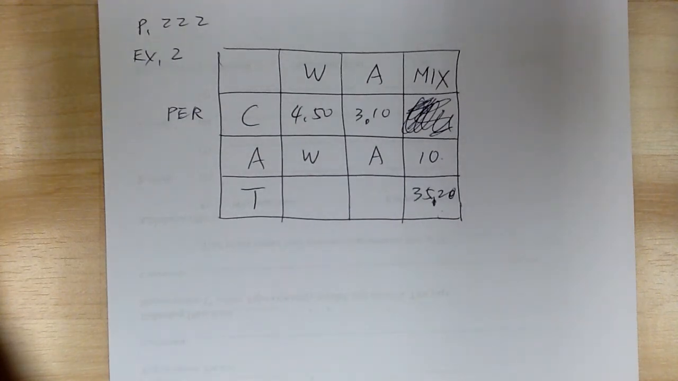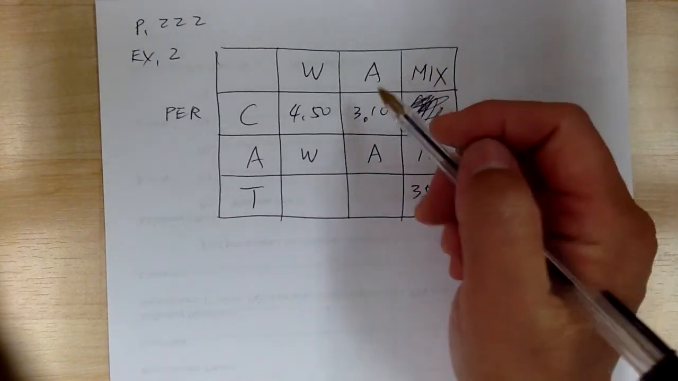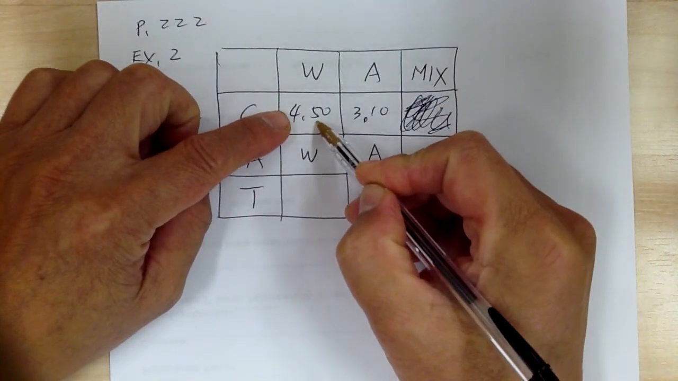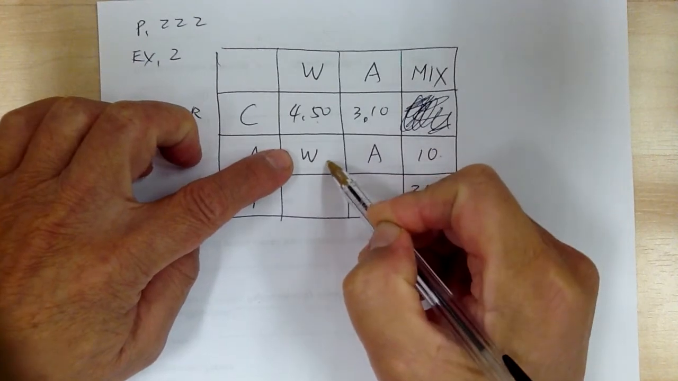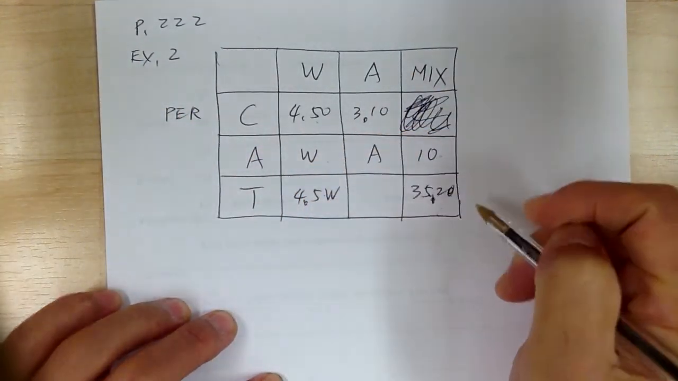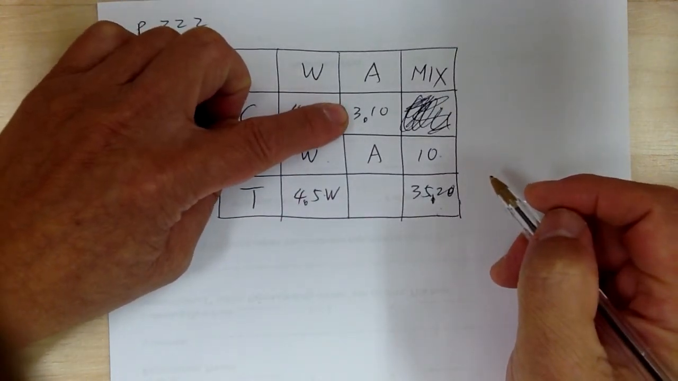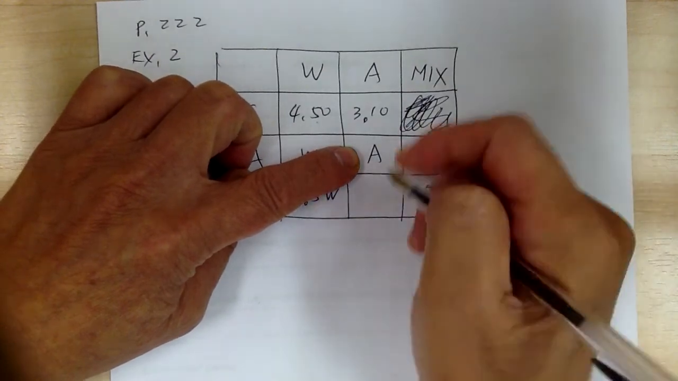So now your next step is to finish up the table. Again, you got $4.50 per pound times the number of pounds will give you the total. So this would be 4.5 W. Now you go to the almonds. You got $3.10 per pound times the number of pounds, it will give you the total.